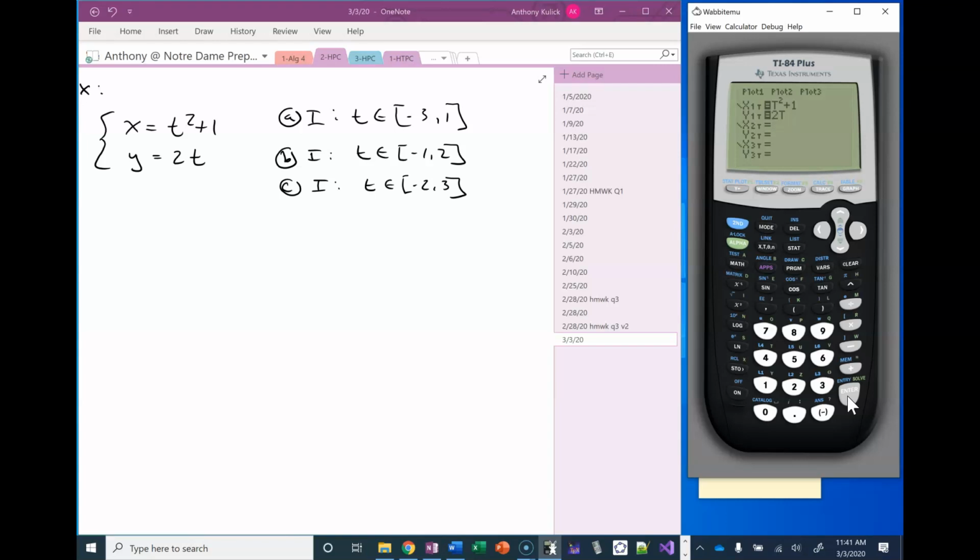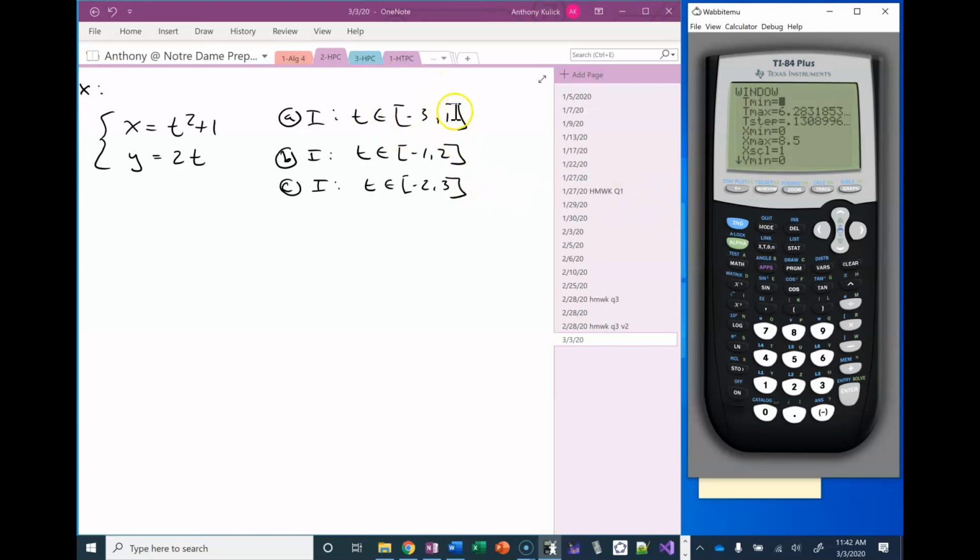Is everybody okay with what we've done there? Okay. Good. So the next thing I need to go and do is go to the Windows button. So the last thing I need to do is just tell my calculator the interval for my parameter.